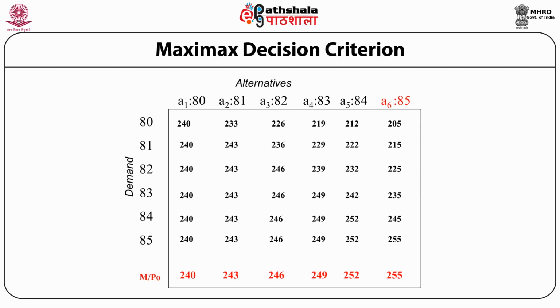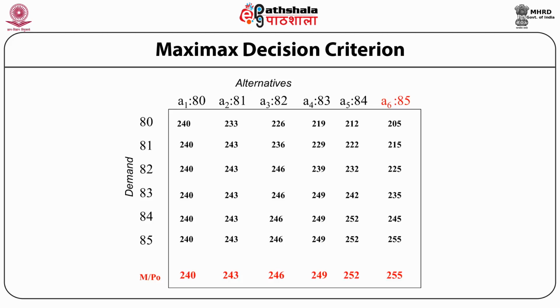We can see that we are given the payoffs for the different alternatives, and with the help of the given payoffs, we can calculate the maximum payoff for every alternative or strategy. For example, strategy A1 brings highest payoff equal to rupees 240. For strategy A2, highest payoff is equal to 243, and finally for strategy A6, the payoff is rupees 255.